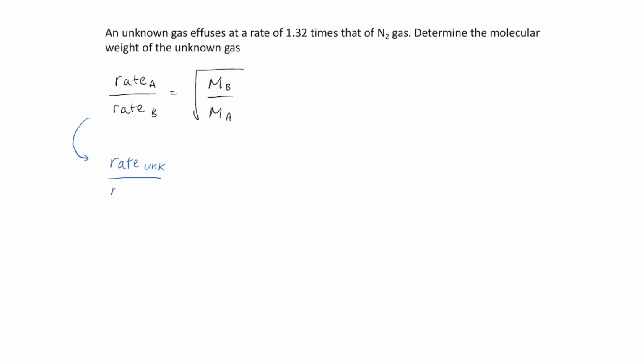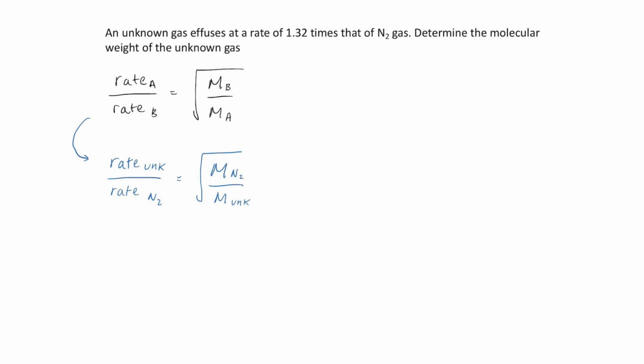So we are comparing the unknown gas to nitrogen gas. That means when we're setting up the left side of this equation, we want to put the rate of the unknown gas as the numerator and the rate of nitrogen gas as the denominator. And I know this because we're comparing the unknown gas to the nitrogen gas. But be careful, because on the right side of the equation, you will put the molecular weight of nitrogen gas as the numerator and the molecular weight of the unknown gas as the denominator.